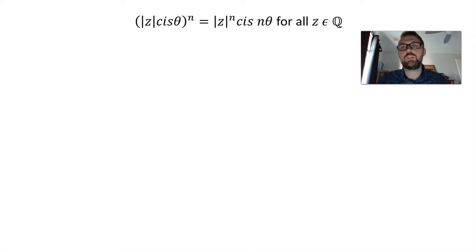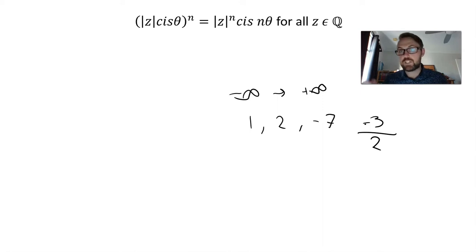And like I said just before, this Q represents rational numbers. And what rational numbers are is, it's all of the integers, so from negative infinity all the way to positive infinity, so 1, 2, -7, those numbers. But it also includes any fraction with one of these numbers on the top or bottom, so like 3/2 or -3/2. So that's what this rational number means. We're going to prove it for all.